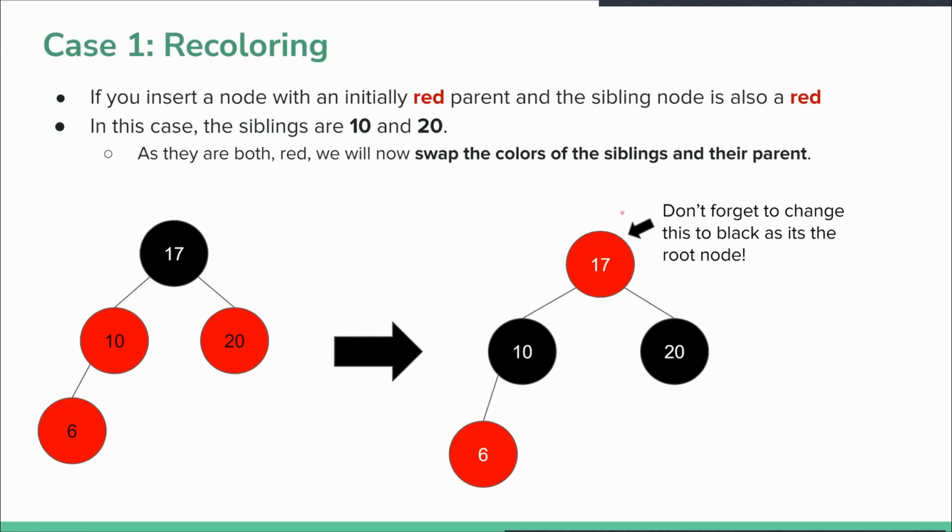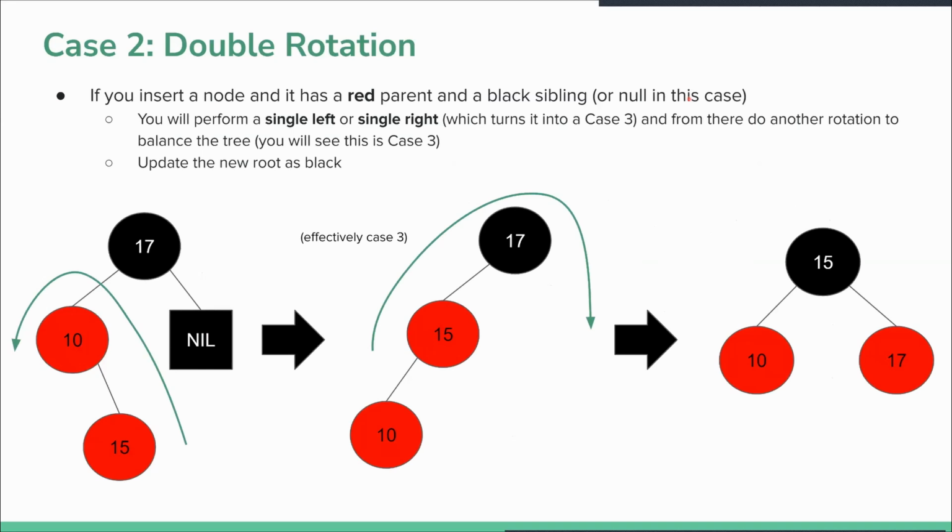There's some cases where it's not the root node, but if it is the root node, you recolor it. If you insert a node and it has a red parent and a black sibling, which is null in this case, we consider that as a black sibling to 10. If the inserted node is 15, it looks familiar: left, right, that's an AVL tree, left, right. We actually need to perform a double rotation.